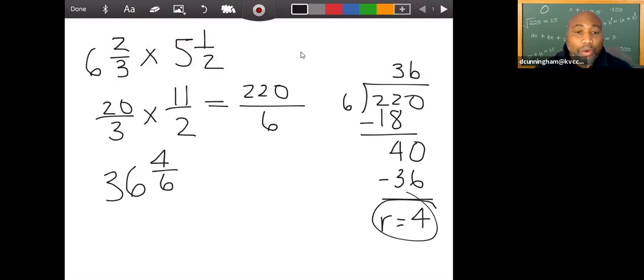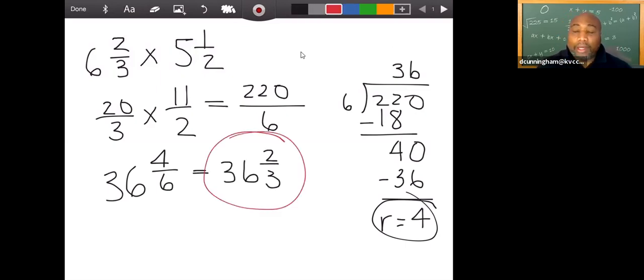Now remember, 4 over 6 is not reduced, so we divide both of them by 2. So I'm just going quickly. This would be 36 and 2 over 3, and that'll be our final answer. So to multiply mixed numbers, convert them to improper fractions and then multiply across.